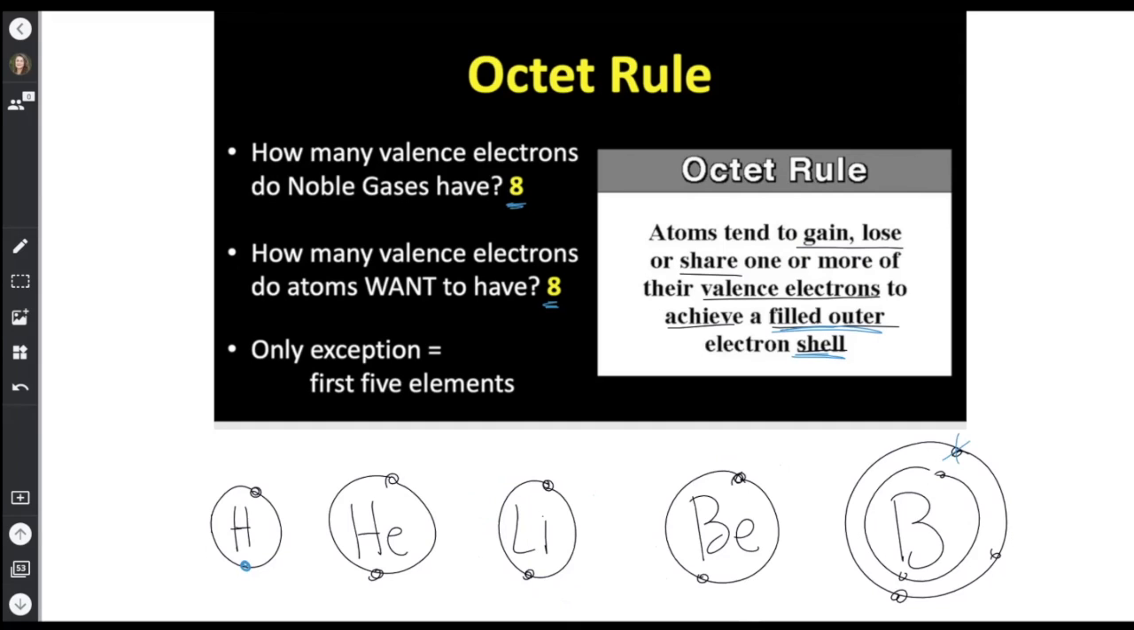And lastly, element number 5, boron. I lose those 3 because it's easier to lose 3 than it is to gain 5. And I get back to that full shell. So that is why your first 5 elements are an exception, because it's easier for them to drop back to that 2 on the first shell than it is to get all the way up to 8.